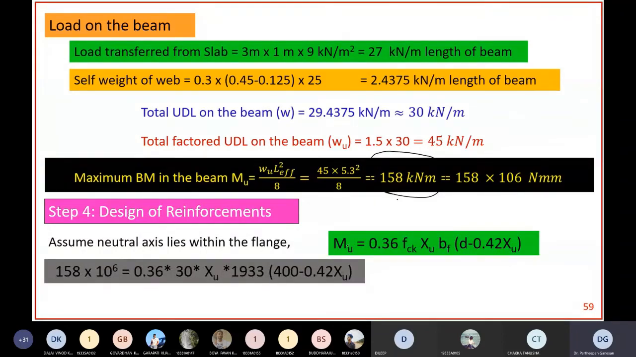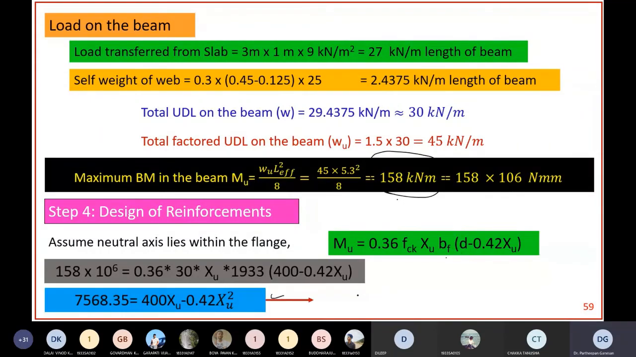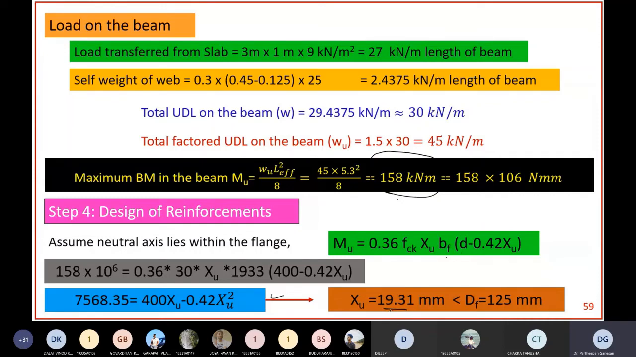So this and all, same way, whatever we did in the morning. M = 0.36 fck xu bf (d − 0.42 xu). So you take all this on the other side, and you will get this kind of equation where xu is coming out to be only 19.31 mm, and the thickness of the flange is 125 millimeters. So obviously your xu is within the flange. So our assumption is correct.